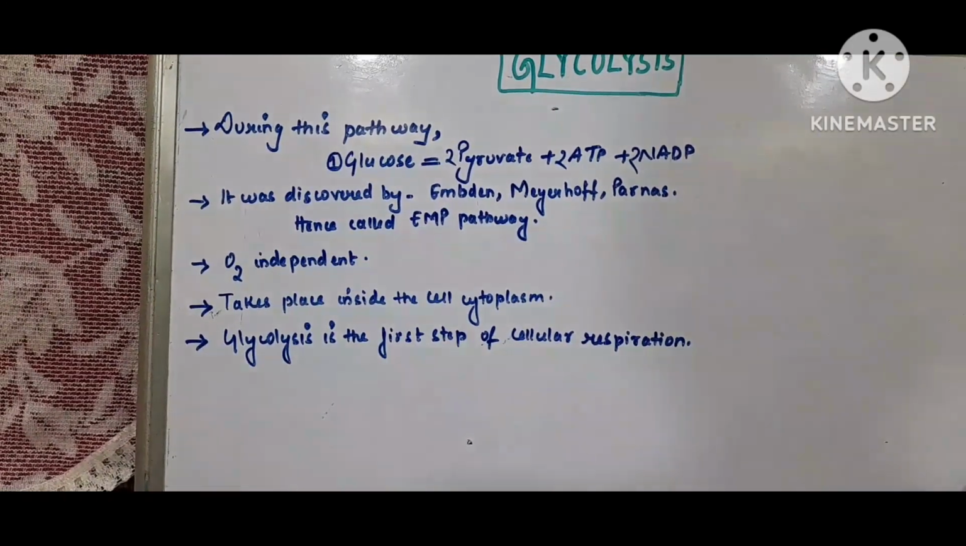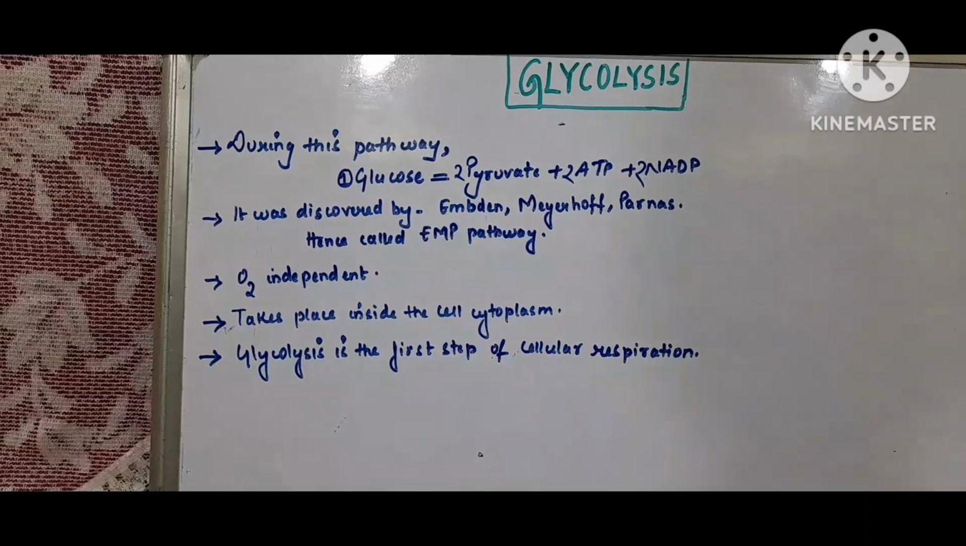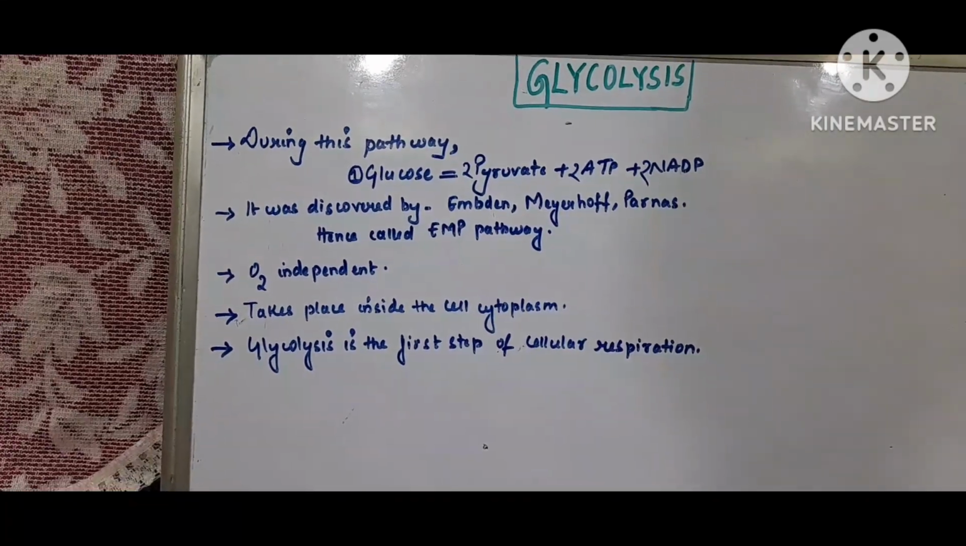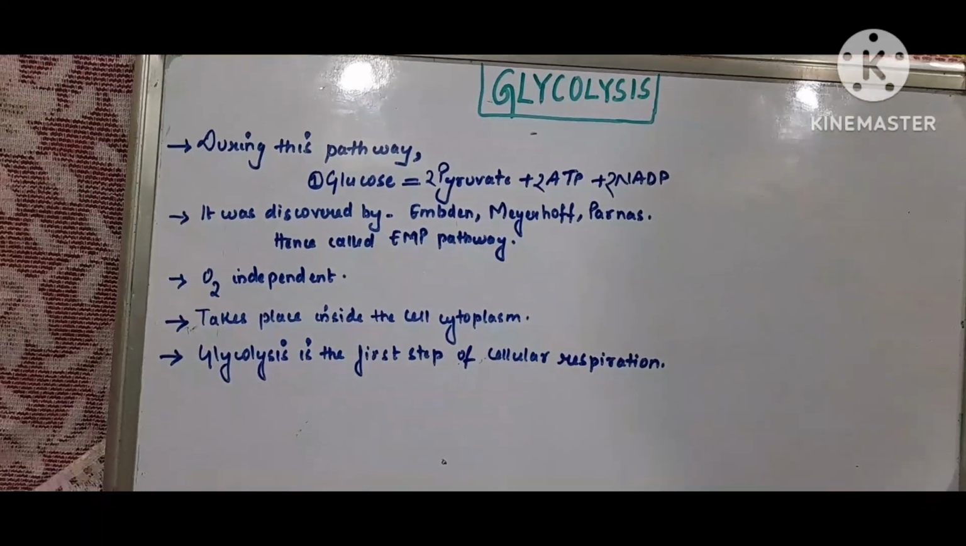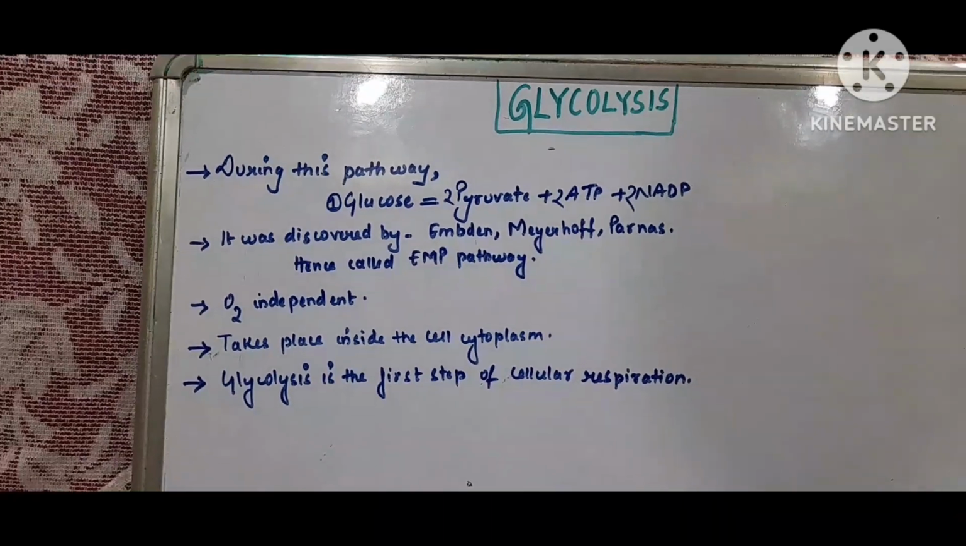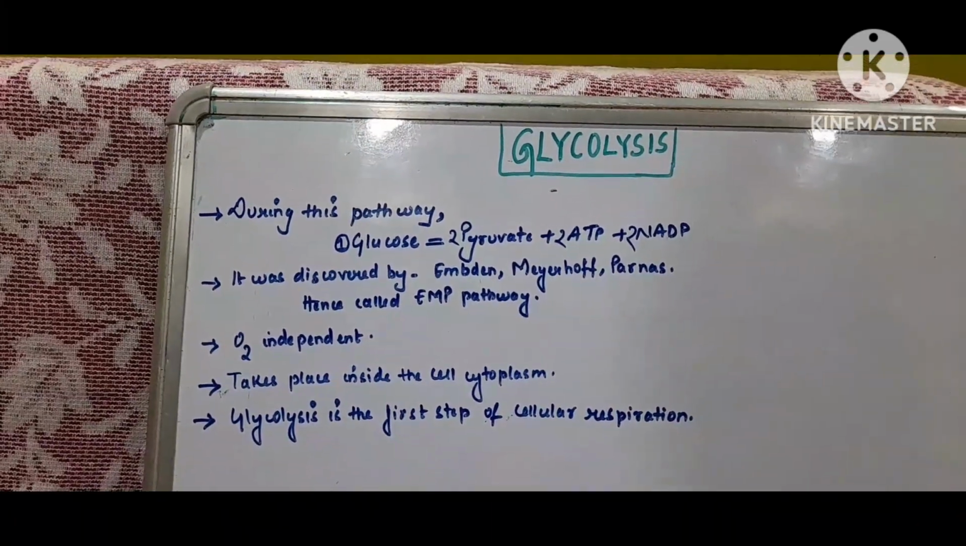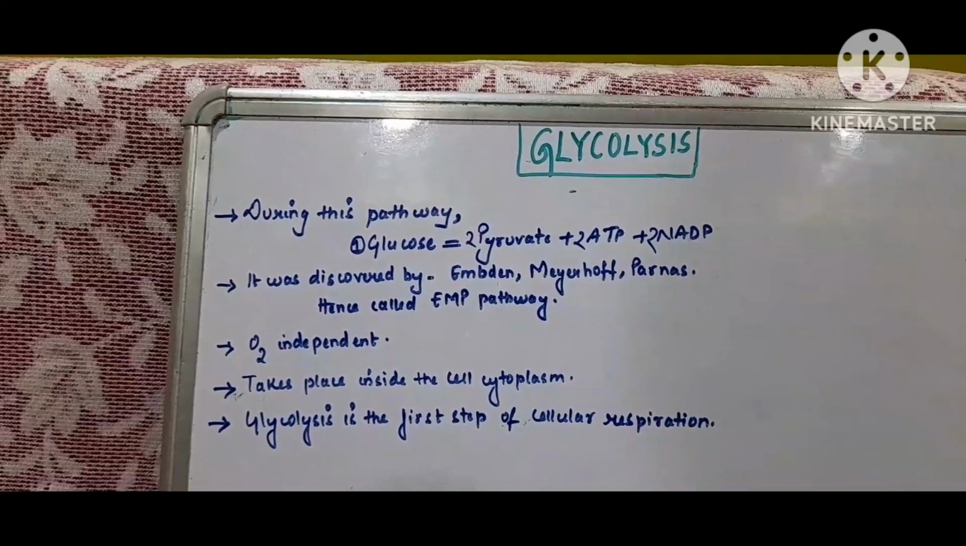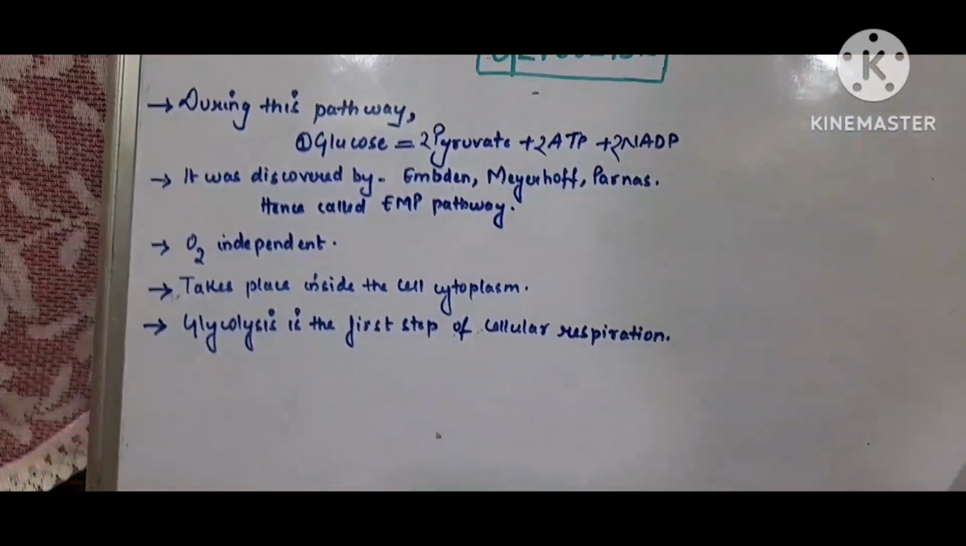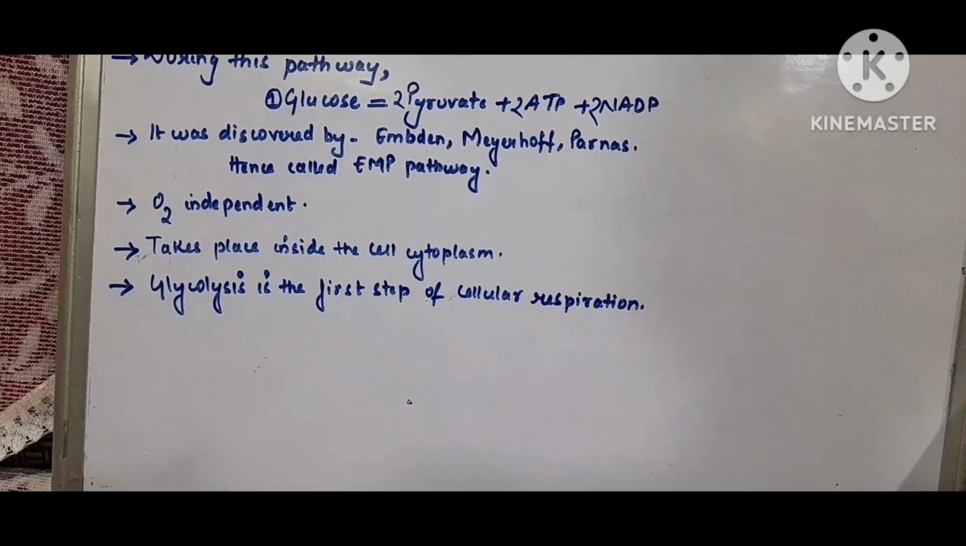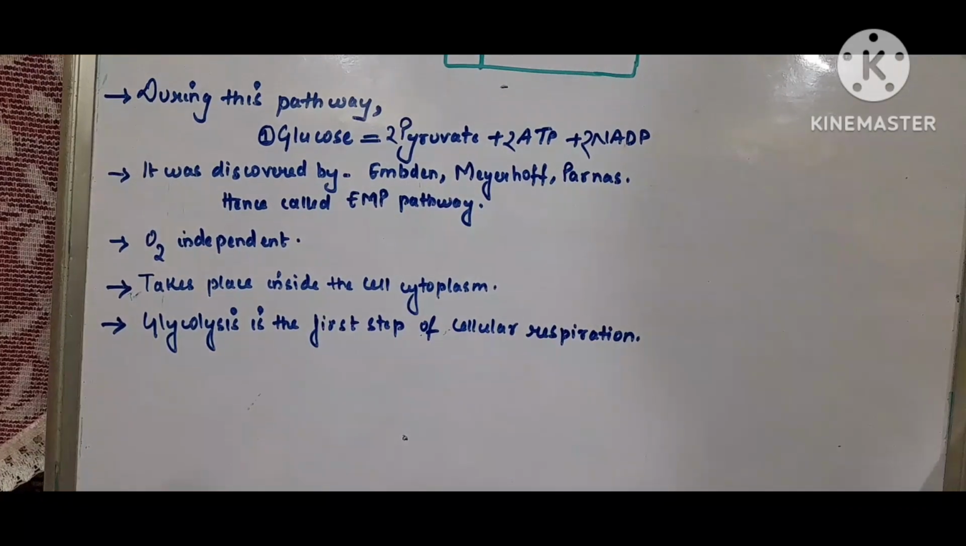This pathway was discovered by Embden, Meyerhof and Parnas, so it is also called the EMP pathway. It is an oxygen independent pathway, that is, it does not require oxygen for the pathway to occur. It takes place inside the cell cytoplasm.